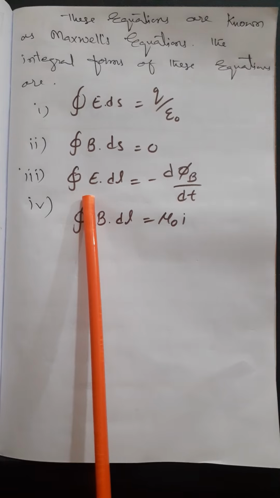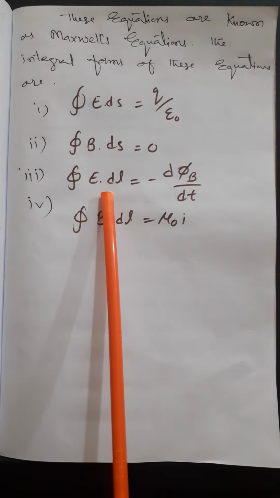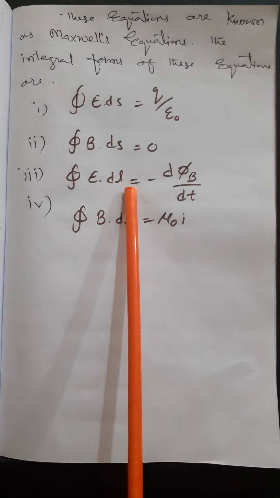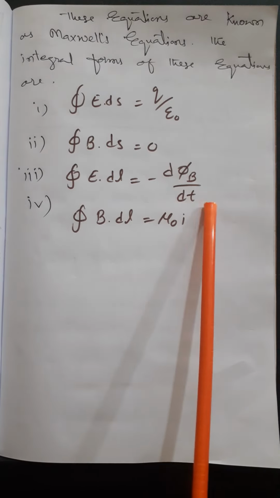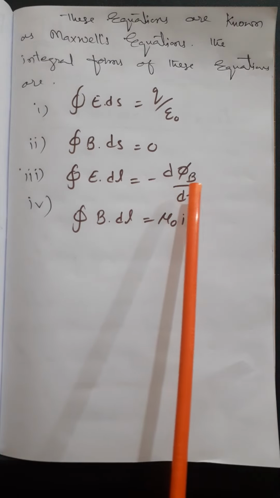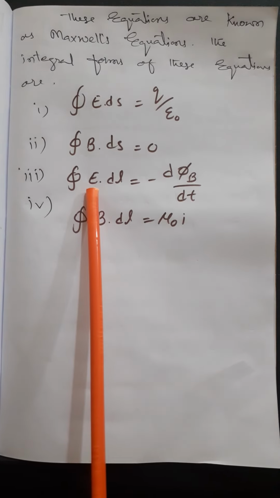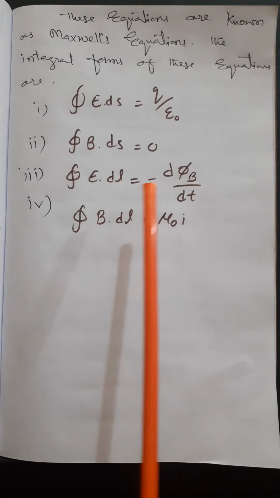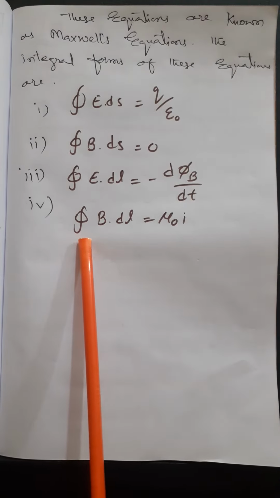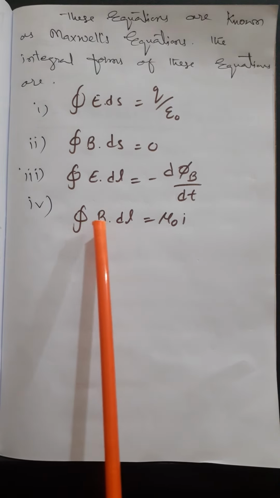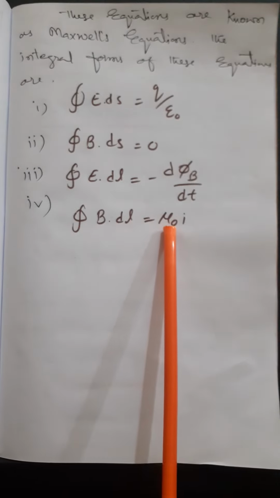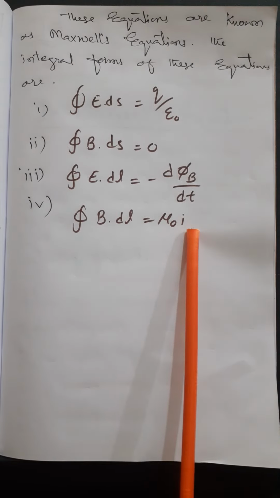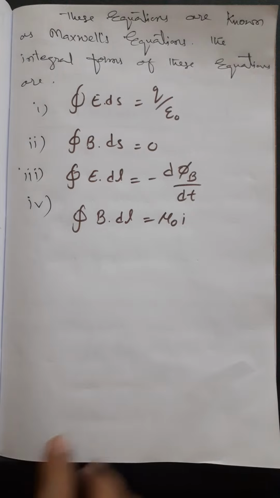Next, the third law is related to Faraday's law, that is, the line integral of E dot dl is equal to minus d phi B by dt, the rate of change of magnetic flux. That is, an electric field is produced due to the rate of change of magnetic flux. And the fourth Maxwell's equation is Ampere's law, that is, the line integral of B dot dl is equal to mu naught times the current I, that is mu naught I. So these are the four Maxwell's equations.